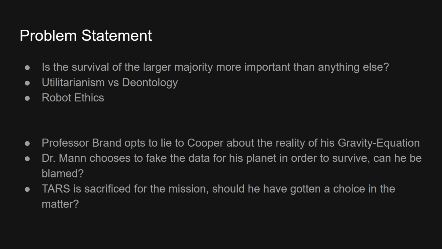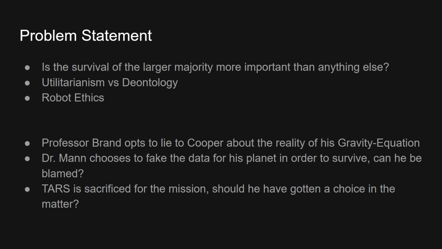The next ethical dilemma is the one of the crew members of the Lazarus mission. So this dilemma is defined by the actions of Dr. Mann, choosing to fake the data of his planet rather than accept his fate and die. So while his methods do end up being unethical, the film asks the question: is Dr. Mann's fight for survival any different than anyone else on Earth? Was he in the wrong for wanting to survive? Or was Professor Brand in the wrong for sending him on the Lazarus mission where there was a high chance that he would die?